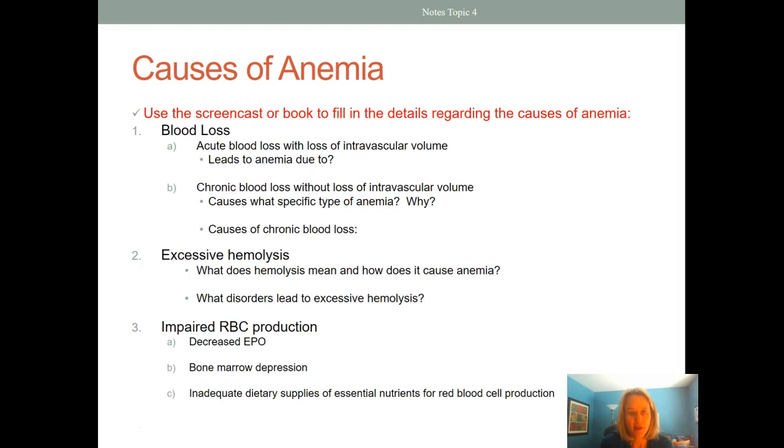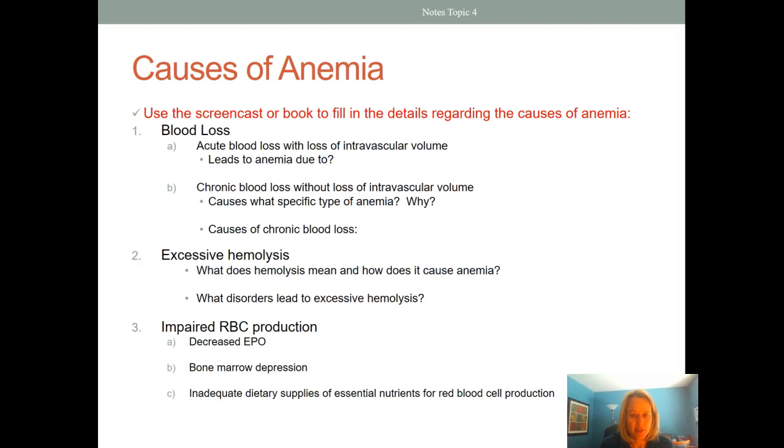Chronic blood loss without the loss of intravascular volume. So we're losing a small amount of blood over time. This is going to cause iron deficiency anemia. And the reason for this is because, remember, most of the iron is found in the red blood cells. And if we're chronically bleeding, we're losing the ability to recycle that iron. Some of the causes of chronic blood loss include GI bleeding, cancer, and menstrual disorders.